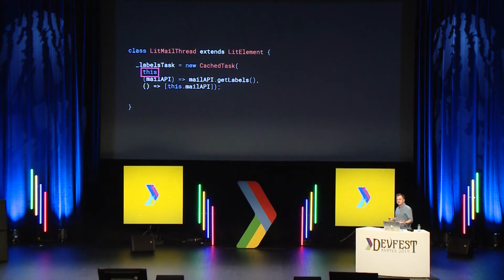So the host we give it is going to be the thread element itself. The task function is simply going to call this Gmail get labels API. And then the dependencies here, we're going to say that if for some reason the Gmail API instance changes, that we're going to want to get the labels again.